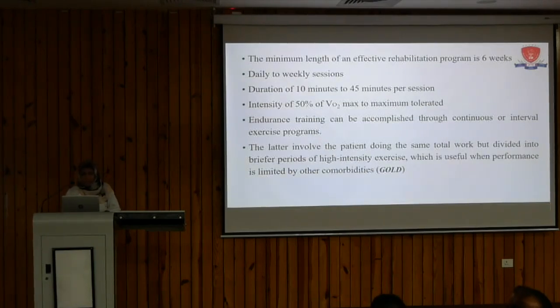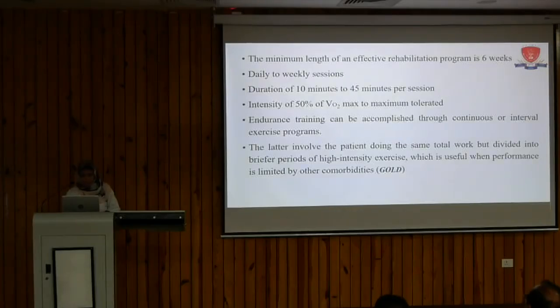The minimum length of an effective rehabilitation program is 6 weeks. Daily to weekly sessions, with duration of 10 to 45 minutes. Intensity is 50% of maximum oxygen consumption up to maximum tolerated. Endurance training can be accomplished through continuous and interval exercise programs. The latter involves the patient doing the same total work but divided into briefer periods of high intensity exercise, which is useful when performance is limited by other comorbidities.